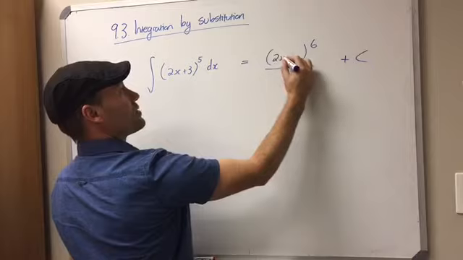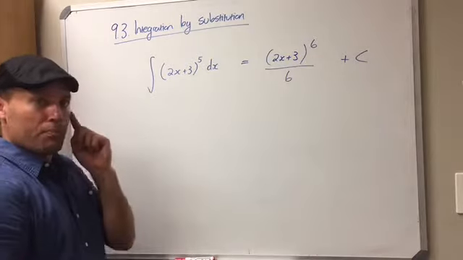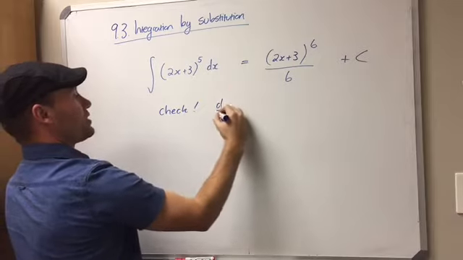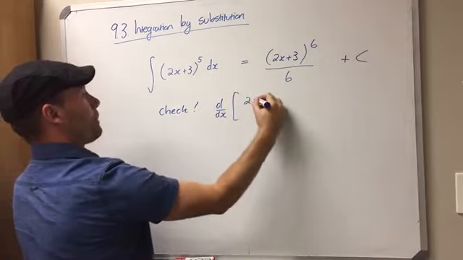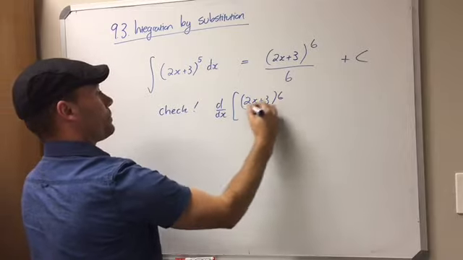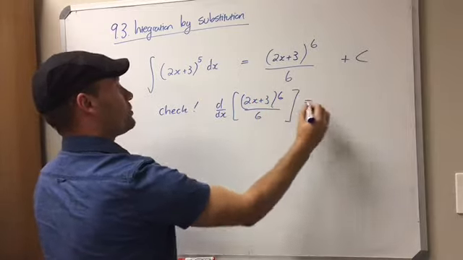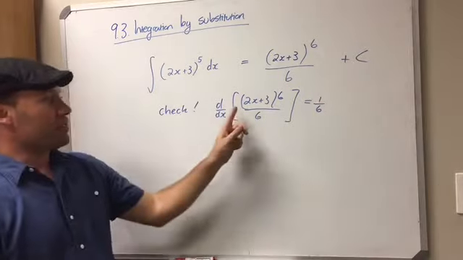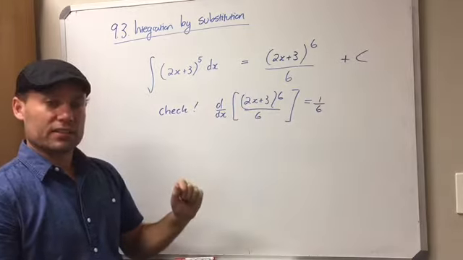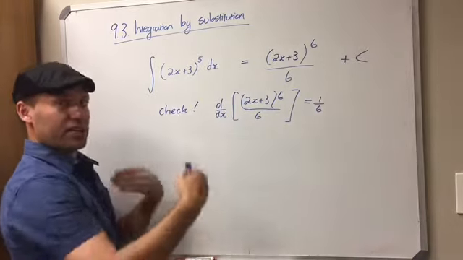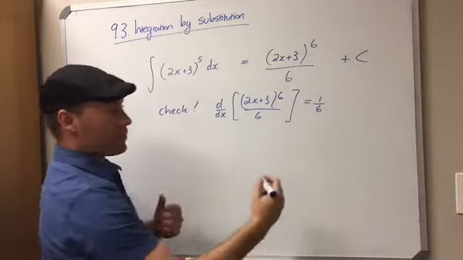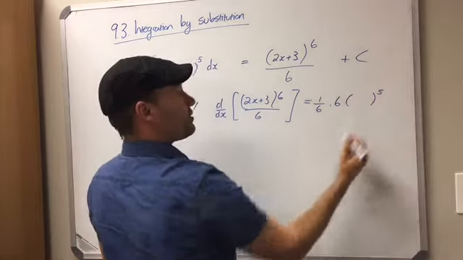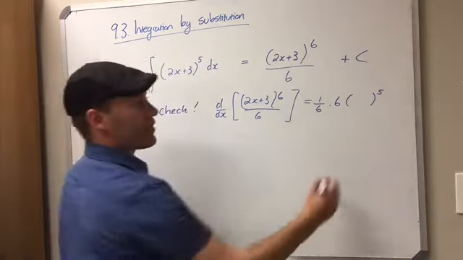But let's check. If I differentiate this, what do I get? Well, the 6 comes out. Then I have to differentiate (2x+3)^6. That's differentiating something to the power 6, so I have to use the chain rule. It is 6 times that something to the power 5 times the derivative of the inside.